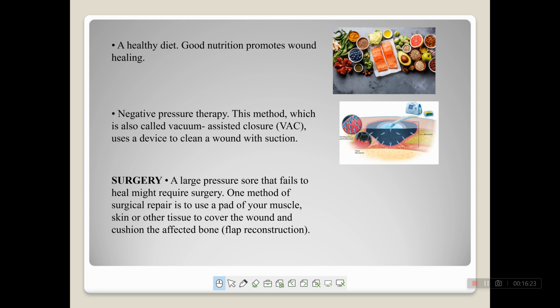And after that, we have surgery. A large pressure sore that fails to heal might require surgery. Sometimes a flap reconstruction is also included in it. Flap repair is to use a pad of your muscle, skin and other tissues to cover the wound.